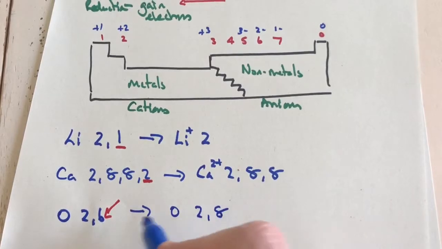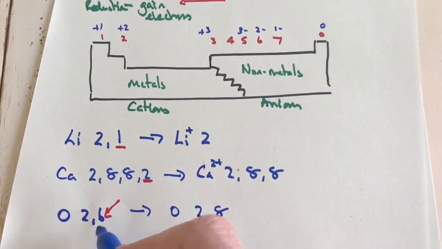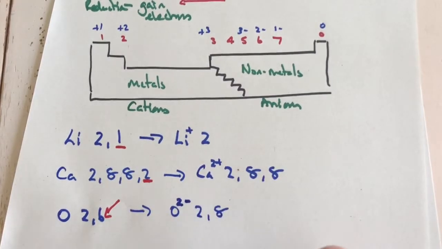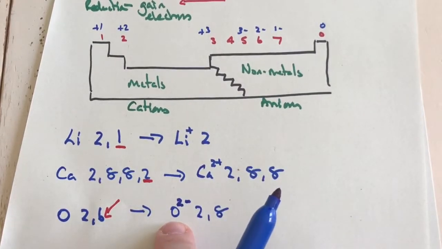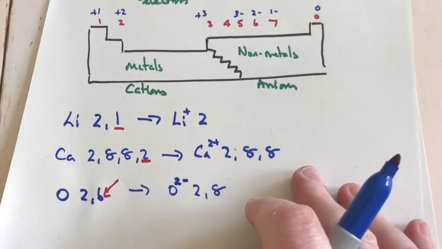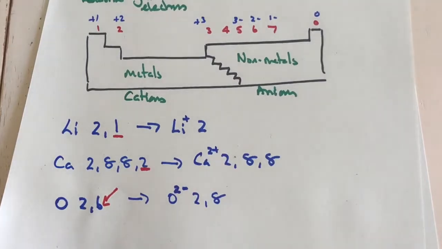This is now a stable arrangement. The fact it's gained 2 electrons, which are negatively charged, means it becomes a 2- ion, so it's an oxide ion. And this is in group 6, and it forms a 2- ion. So you can see how this all links together, and understanding that is going to really, really help you.